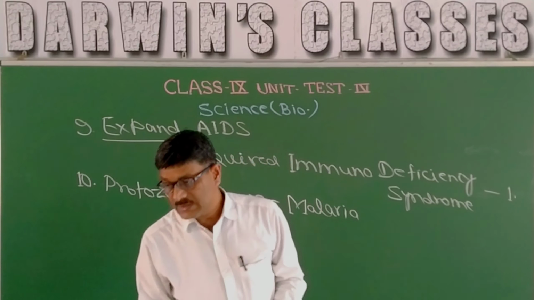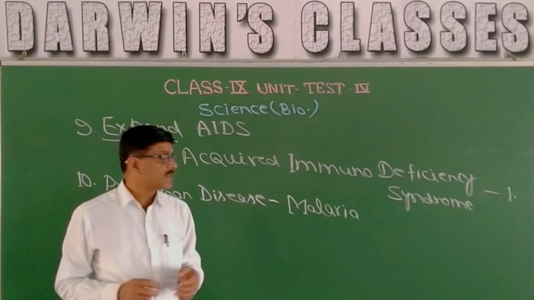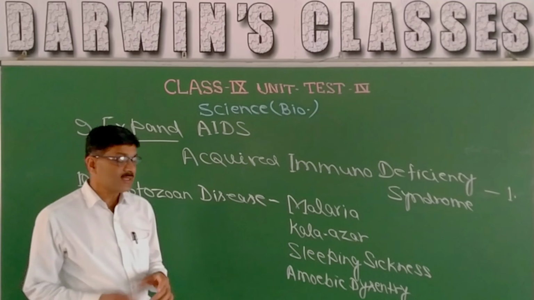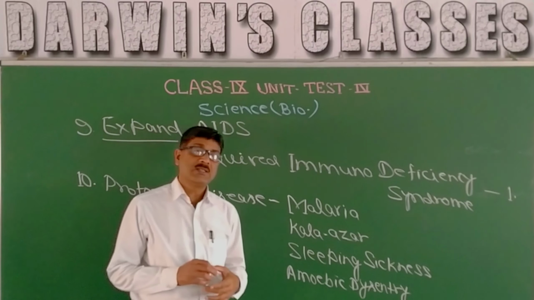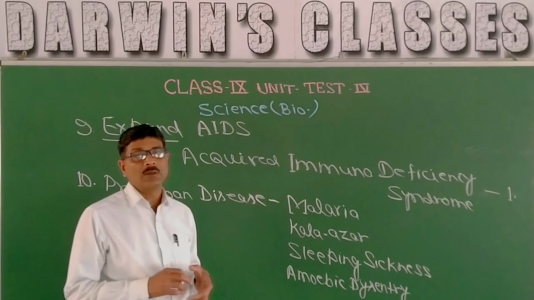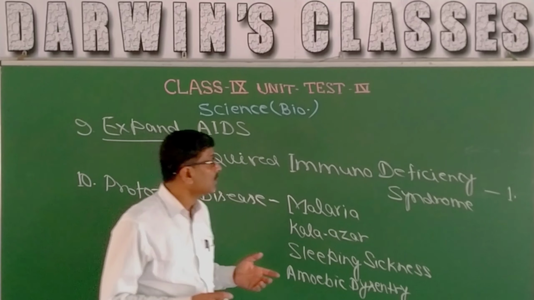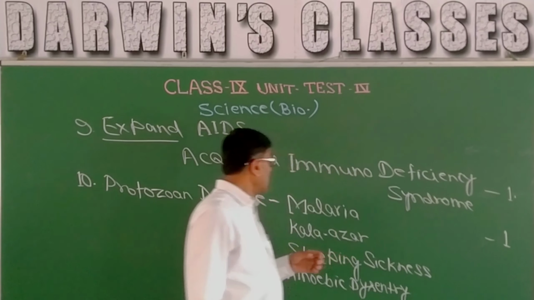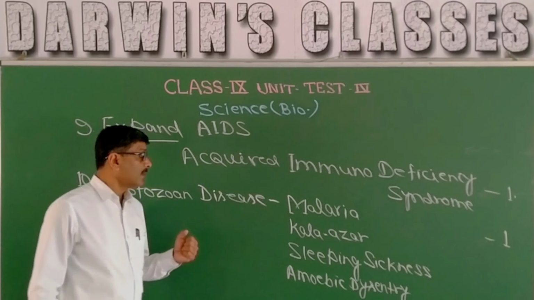But other protozoan diseases are kala-azar, sleeping sickness and amoebic dysentery. So any one of them can be written down and you will get 1 mark. Either malaria, kala-azar, sleeping sickness or amoebic dysentery.